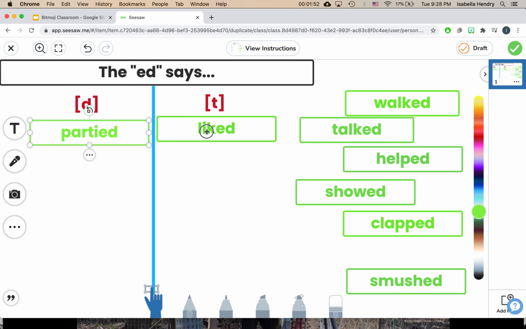So the words are liked, partied, walked, talked, helped, showed, clapped, and smushed. So you're listening to see if it makes a D sound or a T sound. Okay, let's get started.